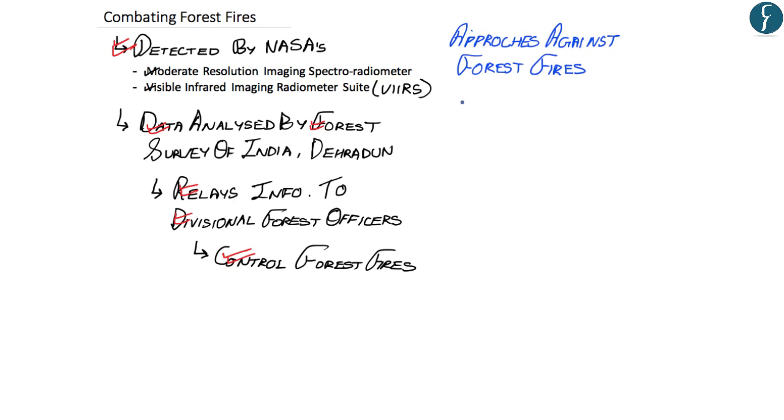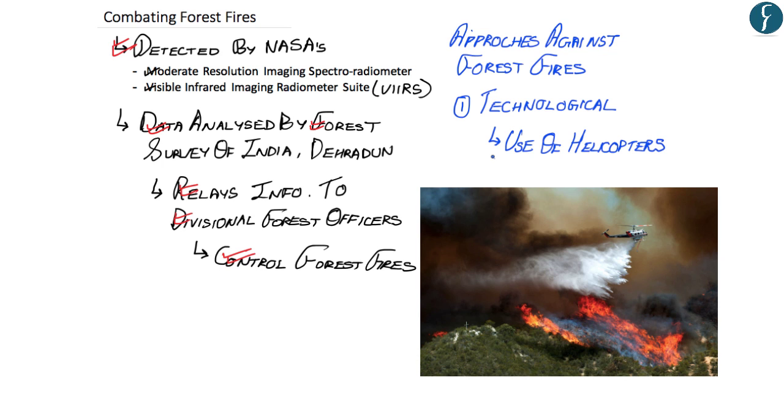Now the first approach given by the author is the technological approach, wherein helicopters spray fire retardant chemicals or dump water to fight the forest fire. The technological use of helicopters is not practiced in India since it is expensive.